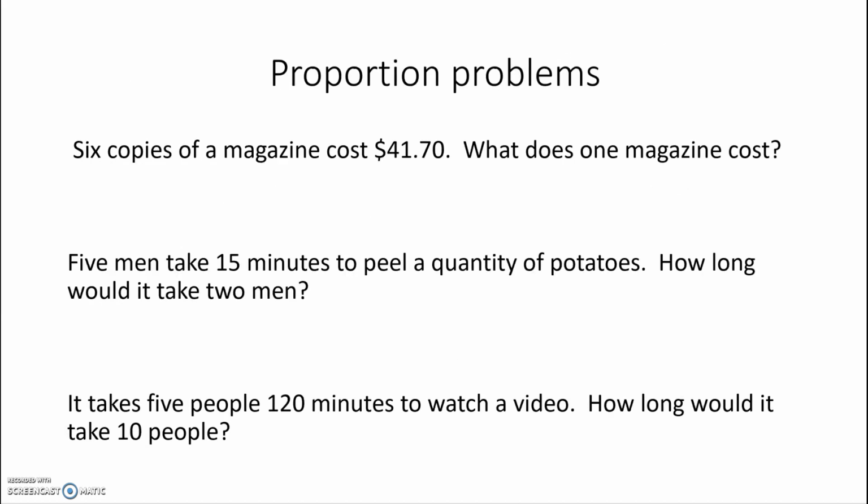Now some proportion questions. 6 copies of a magazine cost $41.70. What does one magazine cost? So $41.70 divided by 6 is equal to, you might need your calculator, $6.95. It takes 5 men 15 minutes to peel a quantity of potatoes. How long would it take 2 men?